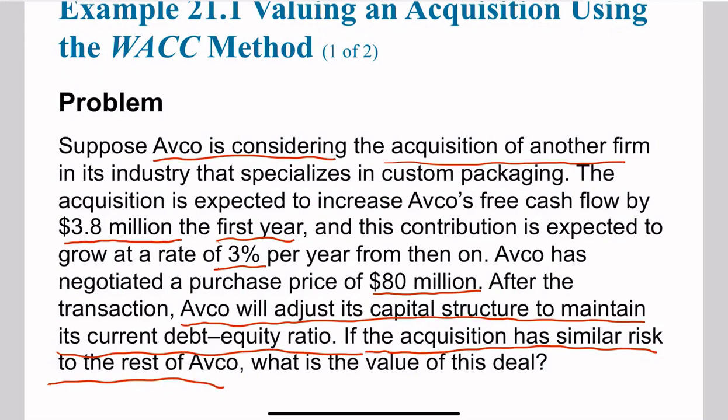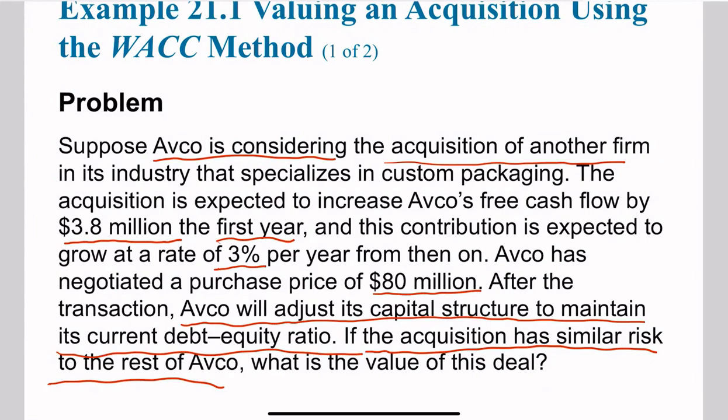First, you can see that most likely you will use the constant growth model to value this acquisition, right? Because you have the first year cash flow and you have this constant 3% growth rate. Now, the only number you need is the discount factor. So here you can see that the problem tells you Avco will adjust its capital structure to maintain its current debt equity ratio. This means Avco's WACC should stay the same, which is 6.8%. And then the problem also assumes the acquisition has similar risk as Avco, which means we could use Avco's WACC as the project's or the acquisition's WACC. So the discount factor for this acquisition is 6.8%.